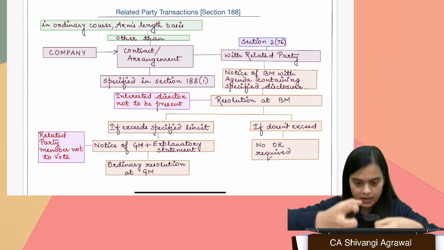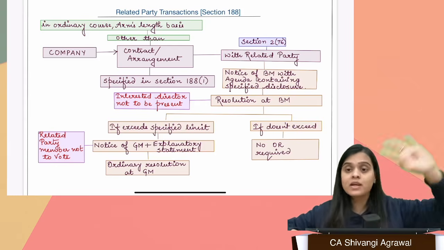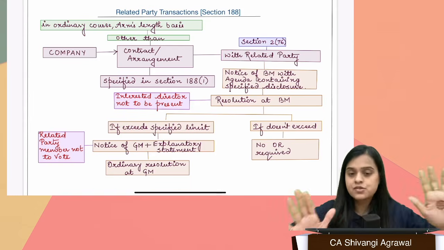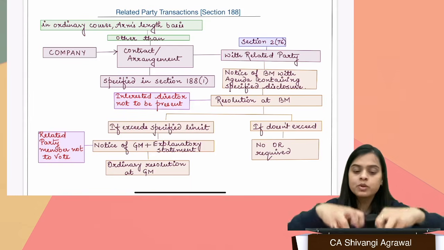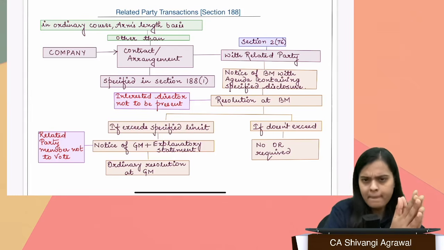The directors will come. Interested directors will not participate. In a private company, they can participate. So interested directors will not participate. There will be voting, and the resolution will be passed. Now, that is it.